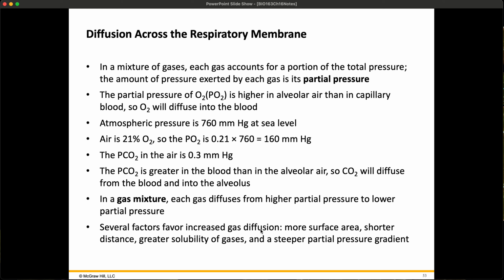Factors that can increase gas diffusion: more surface area, so having those millions of alveoli gives a lot more opportunity for gas exchange; a shorter distance, so capillary beds being pressed right up against the alveolar sac; greater solubility of gases, and oxygen is very soluble, so it dissolves pretty easily; and a steeper partial pressure gradient. So the more pure oxygen you're breathing in, the more will enter into your lungs.